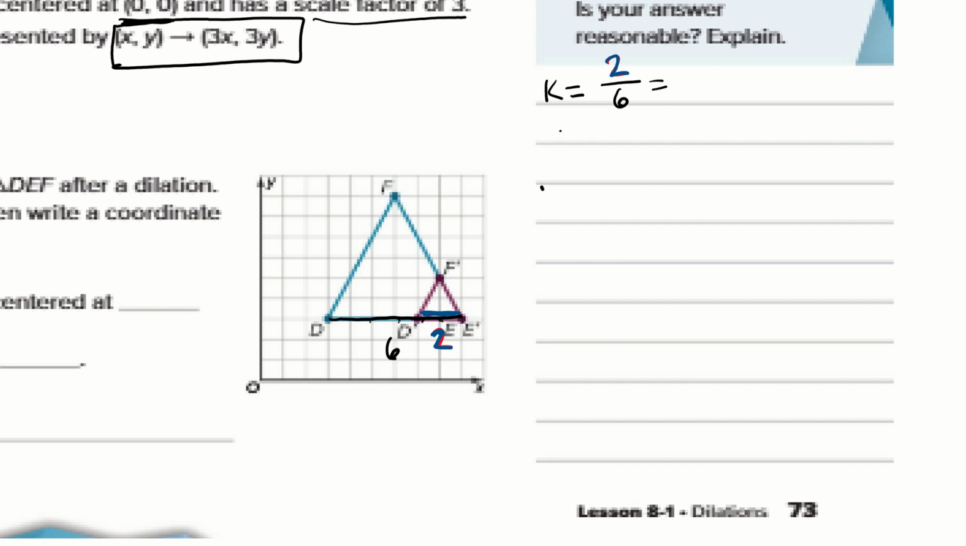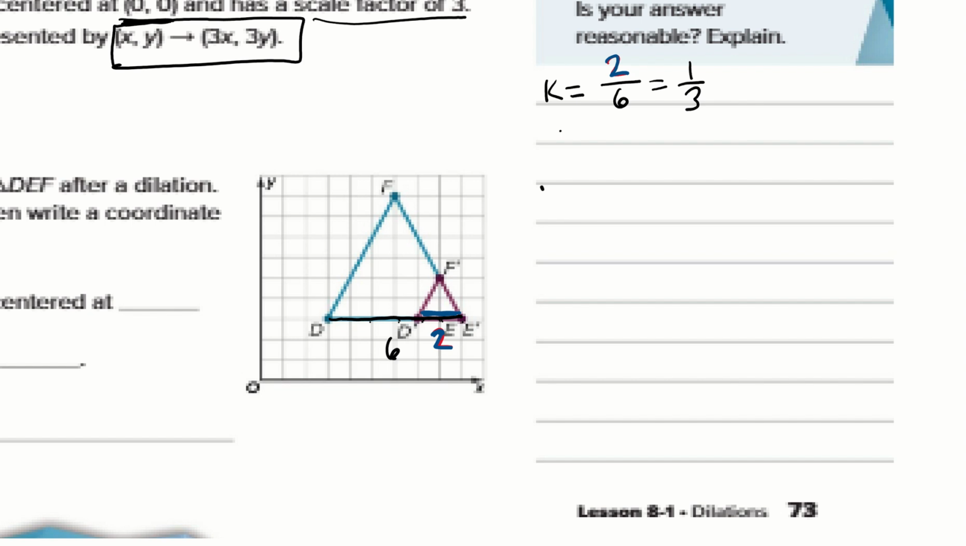Okay, so we got 2 over 6, and if we reduce that, that becomes 1/3. All right, there's my scale factor. So that's half the battle here. And notice that I did that with a very basic line. I didn't have to use the distance formula because it's completely horizontal. Try doing one that's vertical if you have a vertical one. Okay, make it easier for yourself.